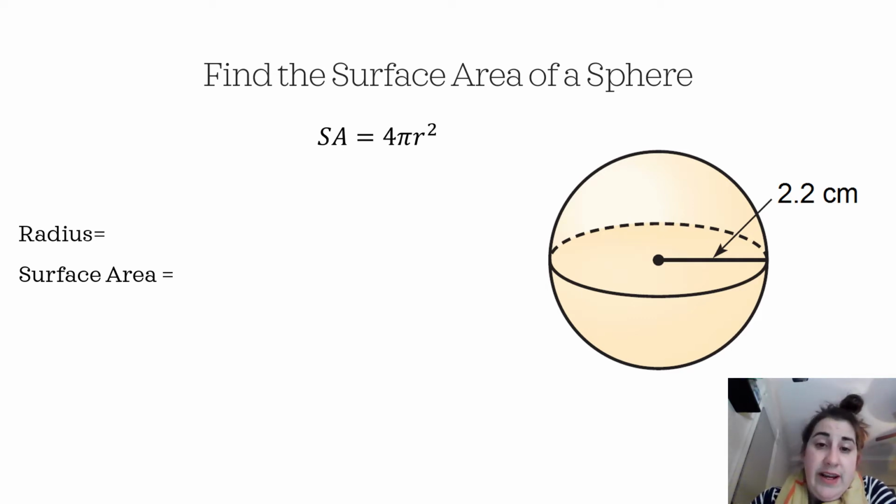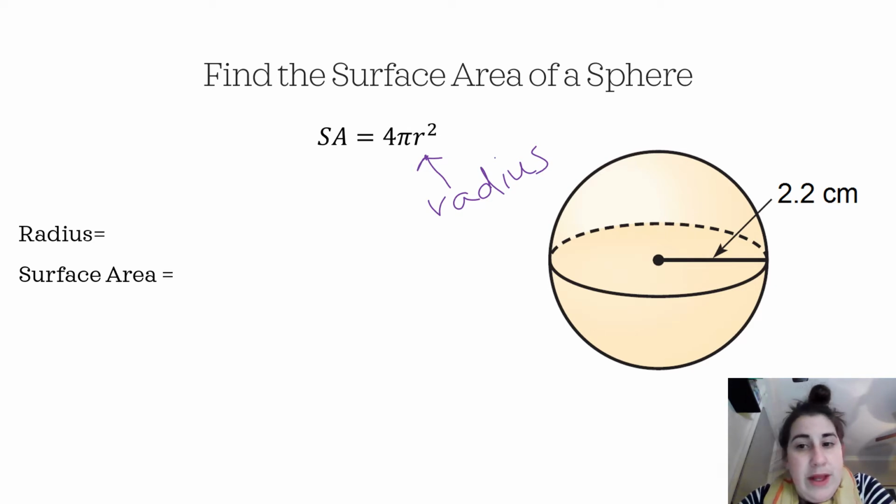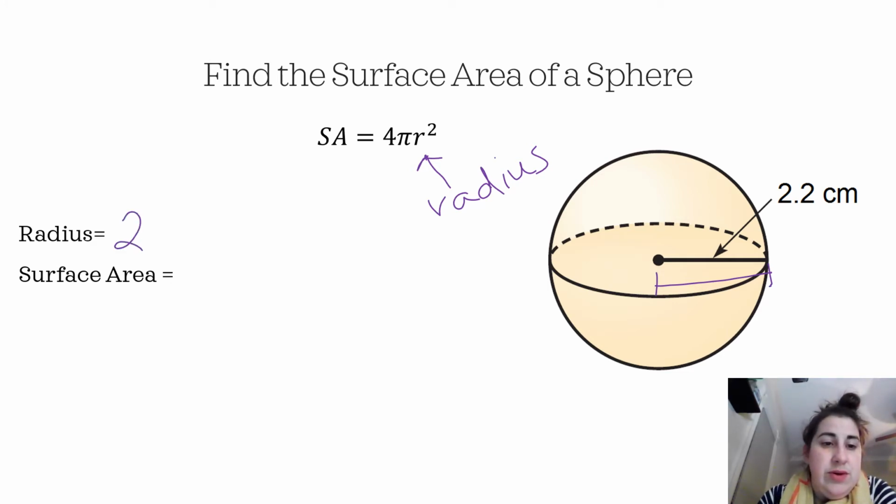First, we need to find the value for the radius, because the radius is the only unknown thing in our formula. The radius is halfway through the sphere to the middle of the sphere. In this case, the radius is 2.2 centimeters, so I can find the surface area that way.